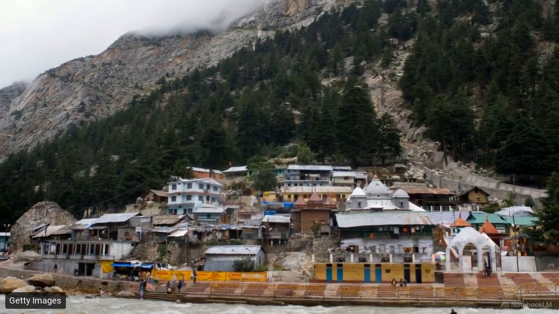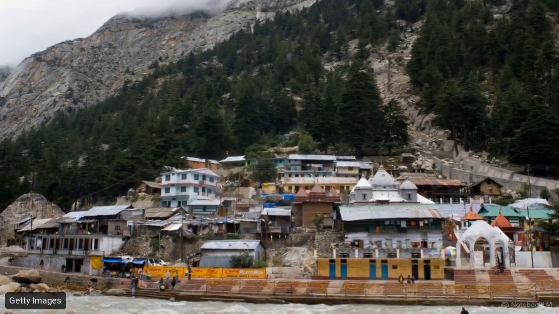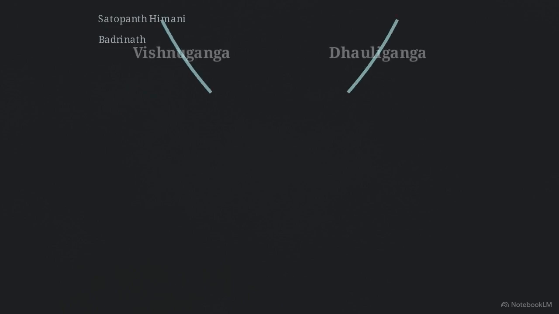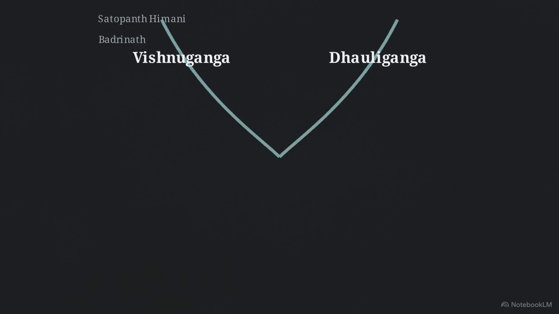About 80 miles east of Gangotri, tucked near the mountain town of Badrinath, sits the Satopanth Glacier. This map shows where the true assembly process begins. Two distinct streams break off from the mountain here, the Dali Ganga and the Vishnu Ganga. They flow straight toward a single junction point.